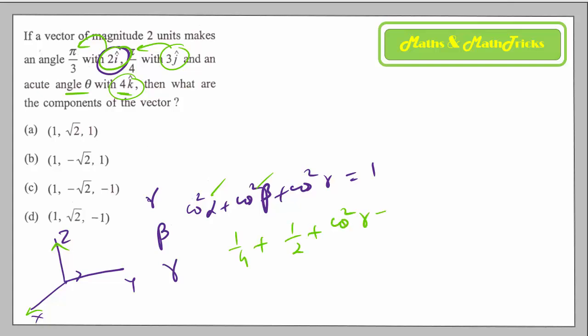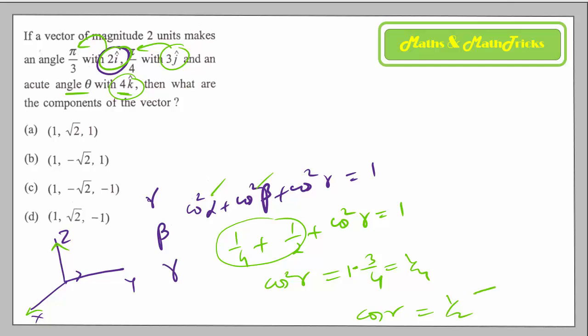Cos square gamma is unknown. Let us find out then. Cos square gamma is equal to 3 by 4, right? You can see 3 by 4 you have to subtract from 1. So it is 1 by 4. Taking square root, cos gamma value is 1 by 2. Okay, cos gamma value is 1 by 2. This implies that gamma is how much?